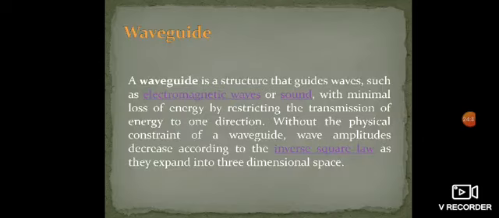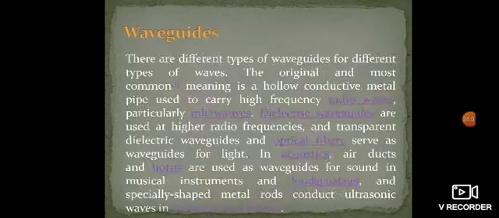Okay, a waveguide is a structure that guides waves such as electromagnetic waves or sound with minimum loss of energy by restricting the transmission of energy to one direction. Without the physical constraint of a waveguide, wave amplitudes decrease according to the inverse square law as they expand into three-dimensional space. And there are different types of waveguides for different types of waves.